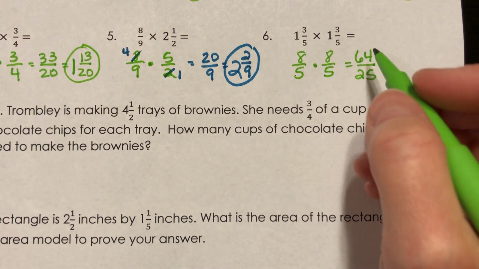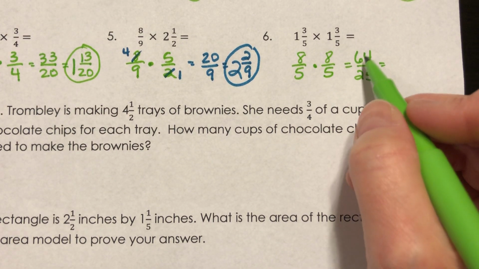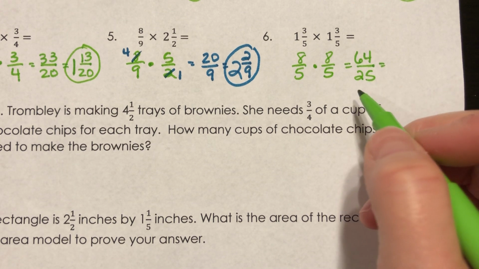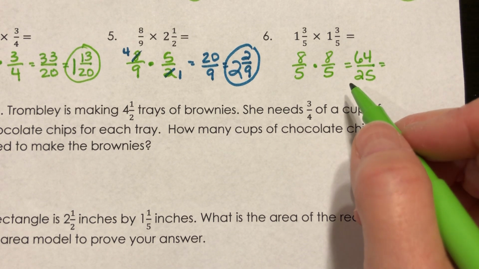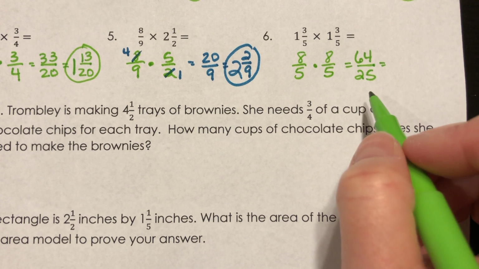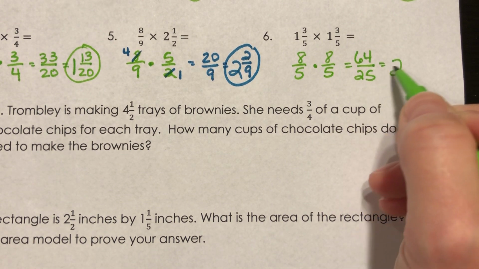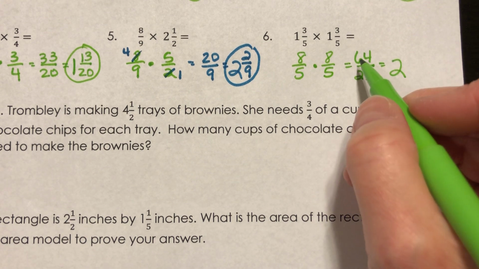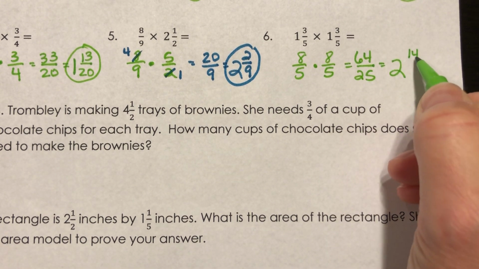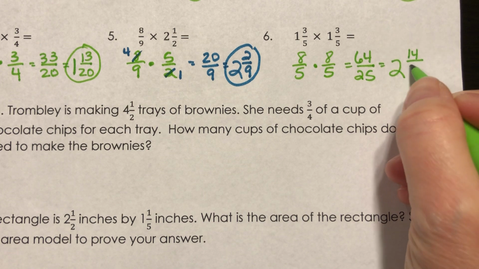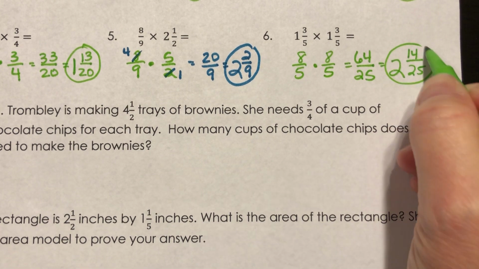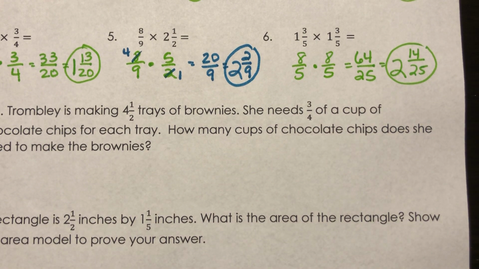25. So now I have to ask myself, okay, how many 25s can I fit into 64? I just think about quarters, right? I know that 3/4 would be 75 cents, so that would be too much. So I'm gonna fit 2 of them in there. 2 25s makes 50, and 50 plus 14 would give me 64. So 2 and 14 25ths is what you should have for number 6.